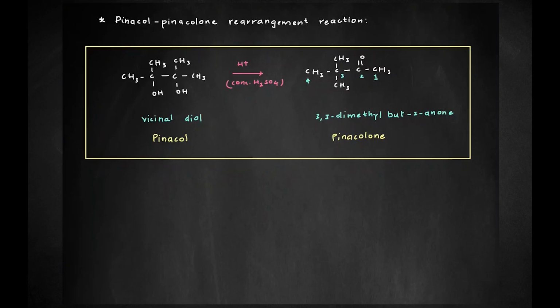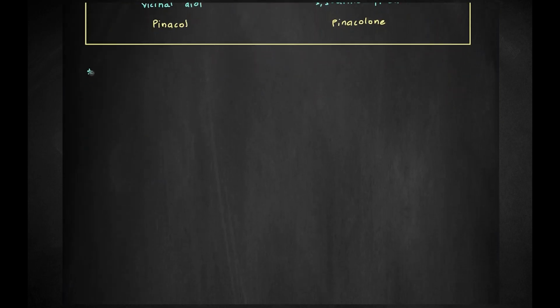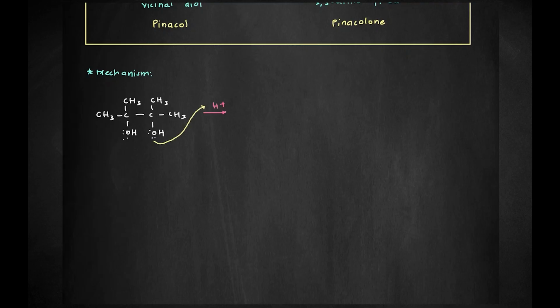Now let's see the mechanism of this reaction. Look at here. So what was our substrate? CH3, OH, C, CH3 and OH. So in the first step, what will happen here? The first step is the protonation step. The oxygen will give electrons to the hydrogen and will get converted into OH2 plus.